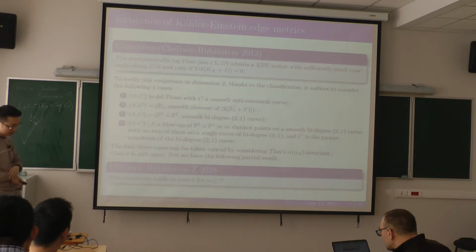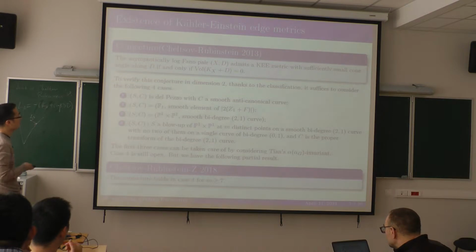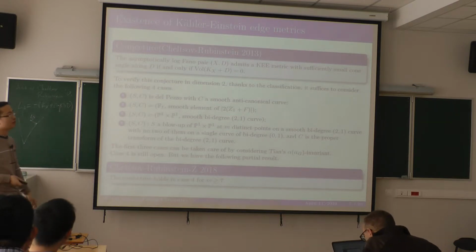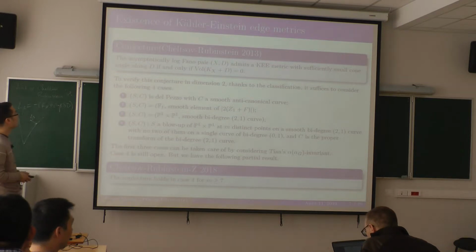So here comes the conjecture. Cheltsov and Rubinstein conjectured that this is also a sufficient condition. So suppose the volume of this line bundle is 0, then the pair must also admit a Kähler-Einstein edge metric with small cone angles. So this is the conjecture. It's still open. It's even open in dimension 2 so far.